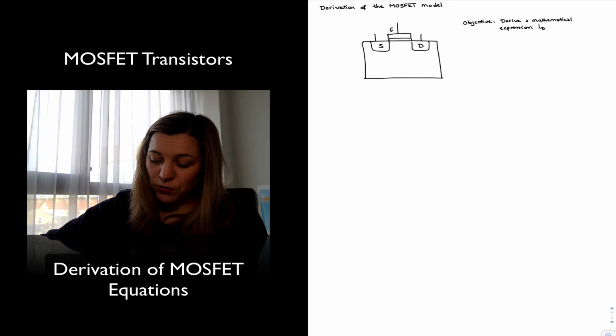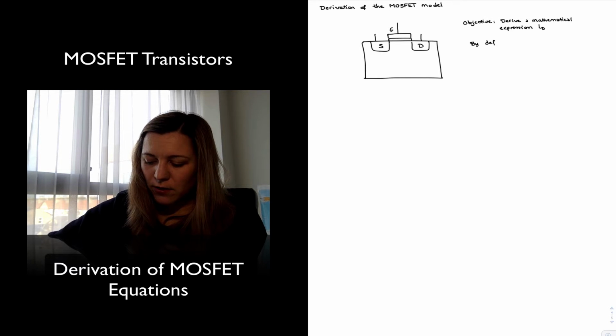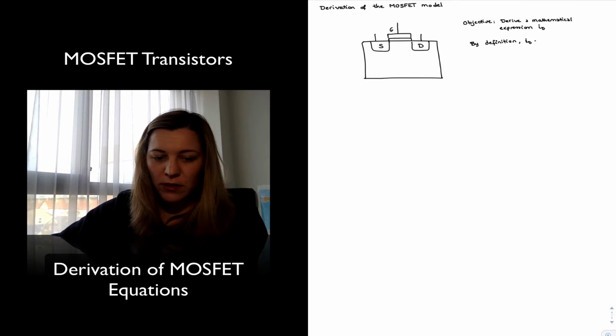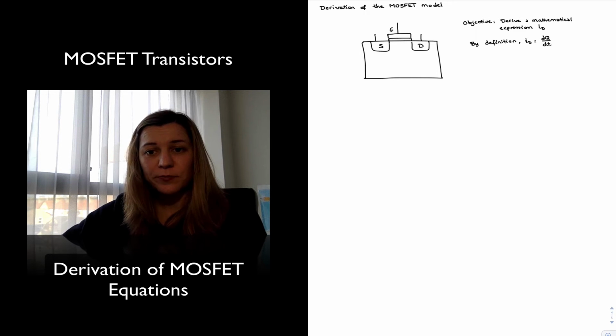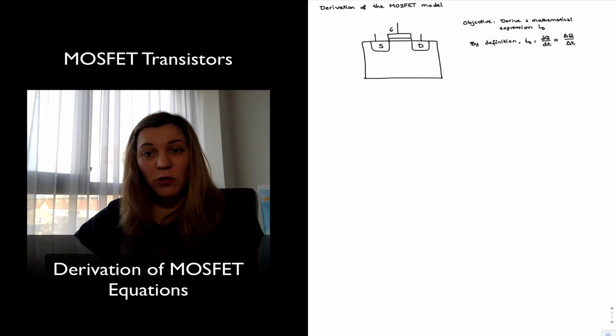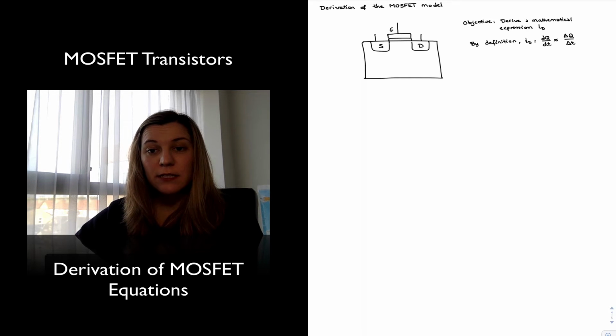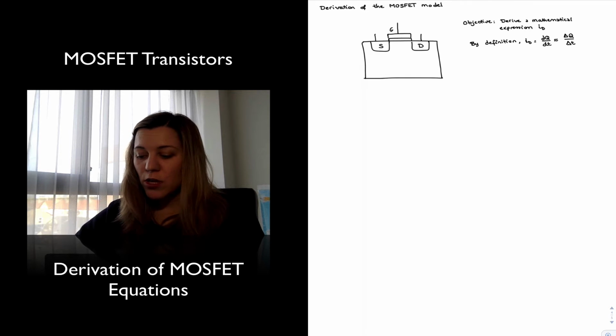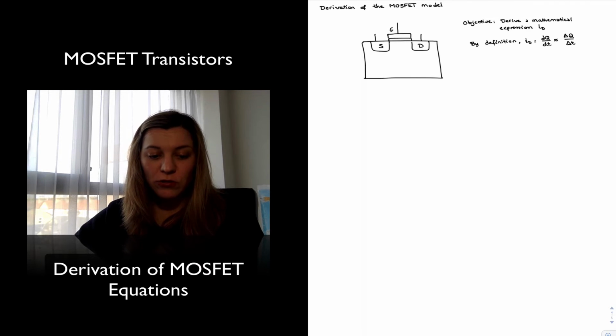Now, by definition, the mathematical expression for current is defined as the rate of flow of charge, dq dt. If we assume a linear model, we're going to approximate that as delta q delta t. And so basically in our model, we need to come up with an expression for delta q, an expression for delta t, and then take the ratio of the two in order to come up with an expression for our current.